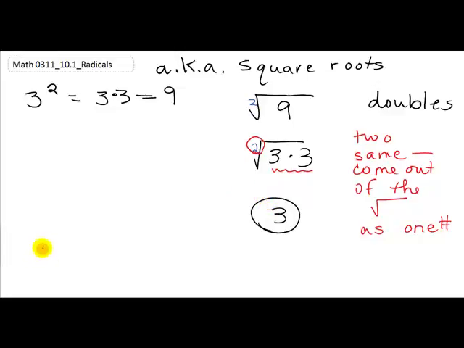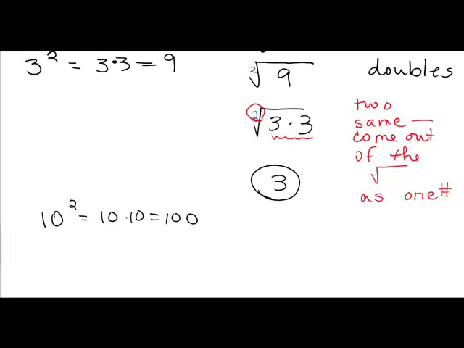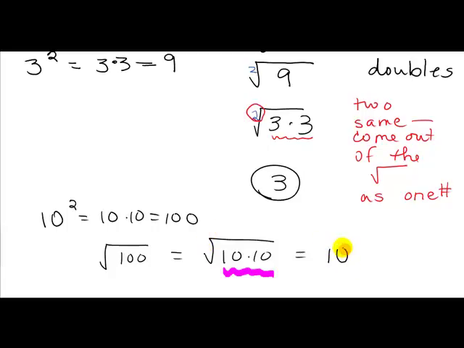So let's look at, if we have, 10 squared, that means 10 times 10, which is 100. And then the square root of 100 can be simplified to 10 times 10. And I've got 2 of these. And remember, this is a 2. And so I simplify this back to a 10.